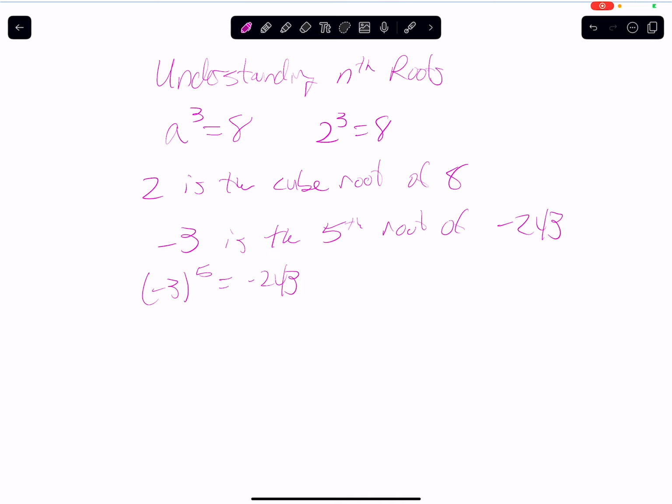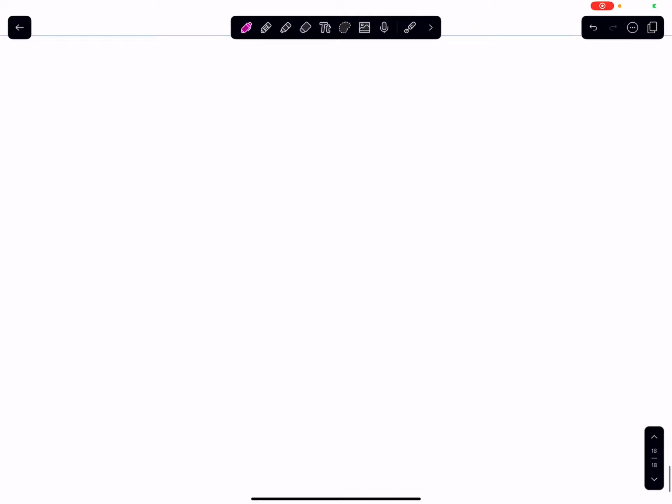So if a is a real number with at least one nth root, then the principal nth root of a is the number that has the same sign as a when raised to the nth power equals a. So let's write that definition.